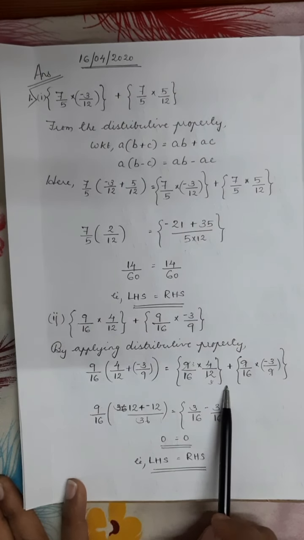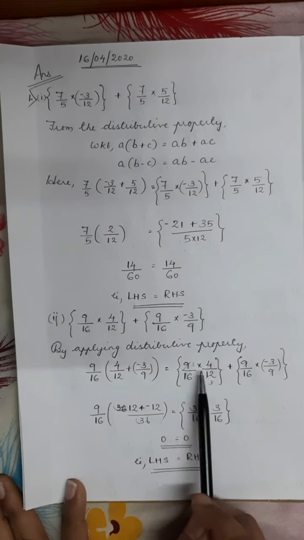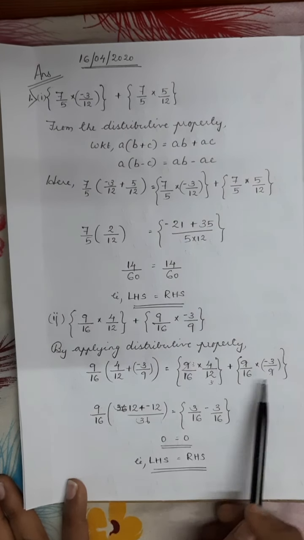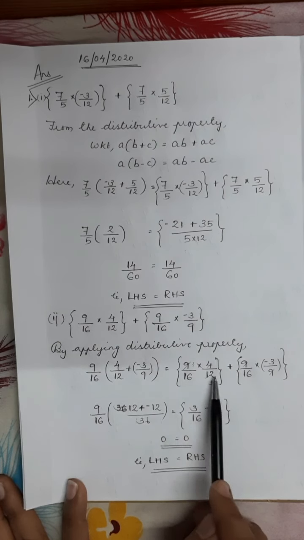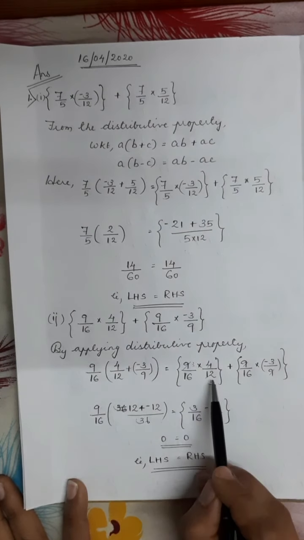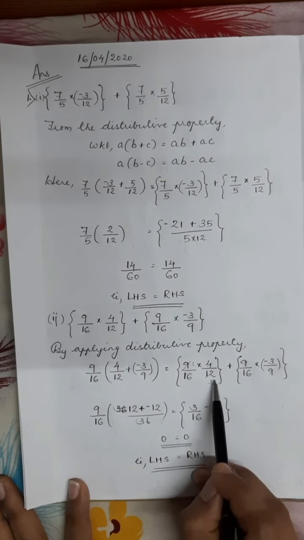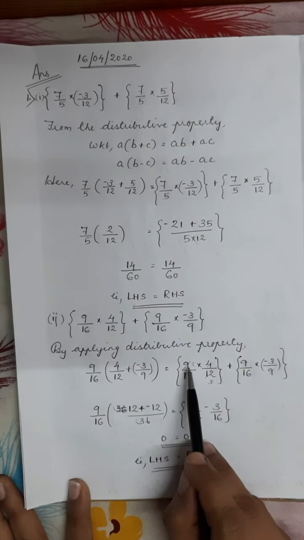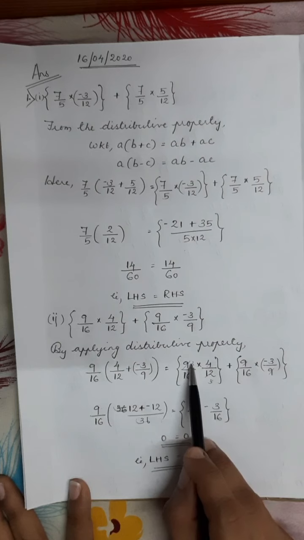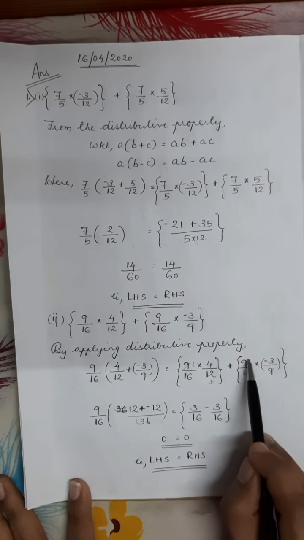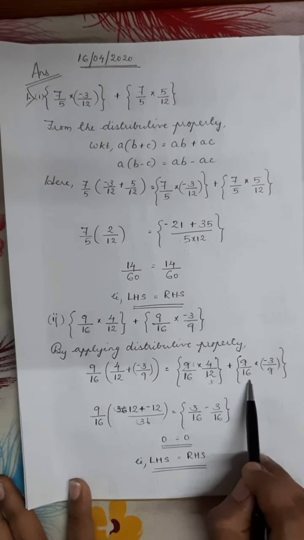Now let us see the right hand side. So 9 by 16 into 4 by 12 plus 9 by 16 into minus 3 by 9. Here also we can solve it by cutting. 4 by 12 we can divide, means 1 by 3 will be coming. Again, cut this 9 with 3, and we are getting 3 by 16 on this side. And here you see 9 and 9 get cancelled, so minus 3 by 16 will be coming.